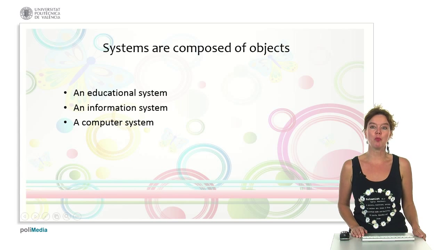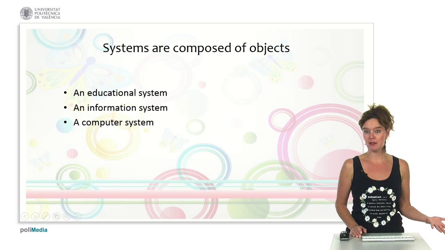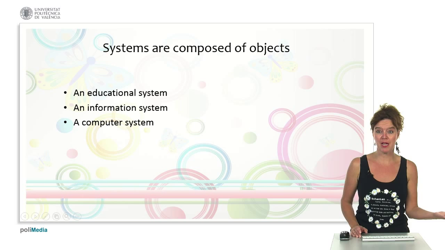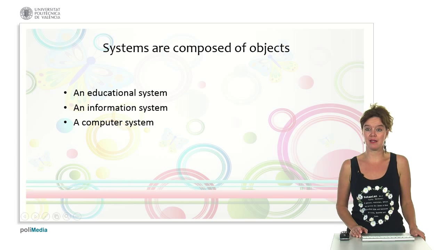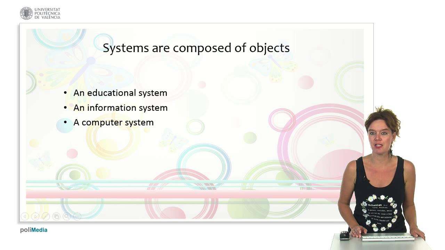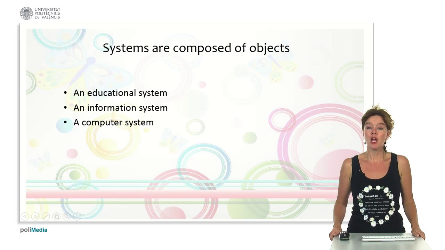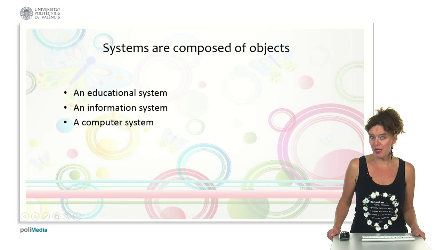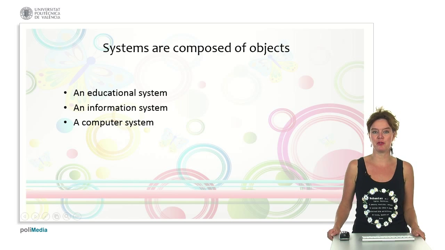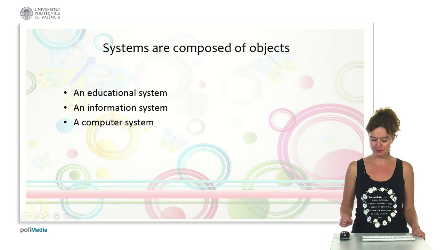So systems are composed of these objects. For example, an educational system is composed of objects: students, teachers, subjects, and so on. An information system is composed of objects that are data, databases, and users that all work together and make an information system. A computer system is also made of objects. We can distinguish software, hardware, also the humans and the data that are all present in a computer system. So, object-oriented programming is all about objects.